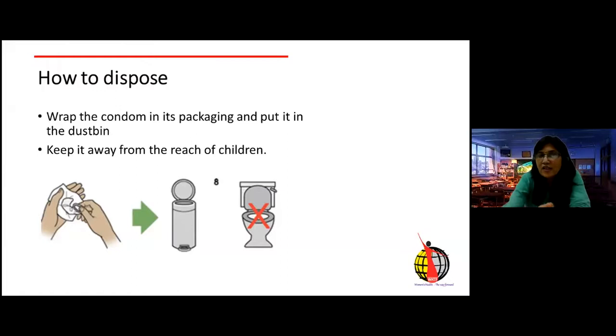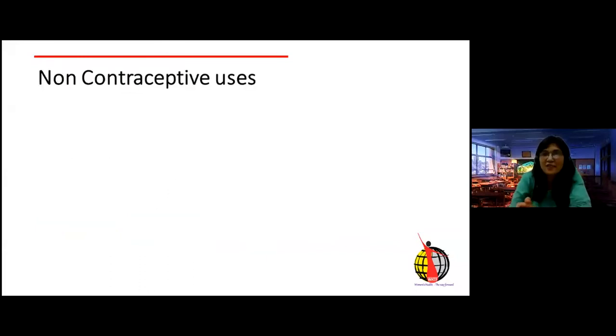And of course, keep it away from the reach of children. Sometimes we have seen children choking on that. So if the parents are not careful, you may have an emergency on your hands.